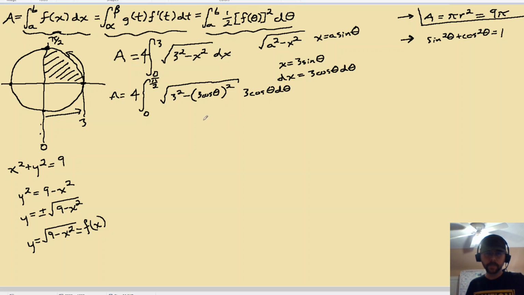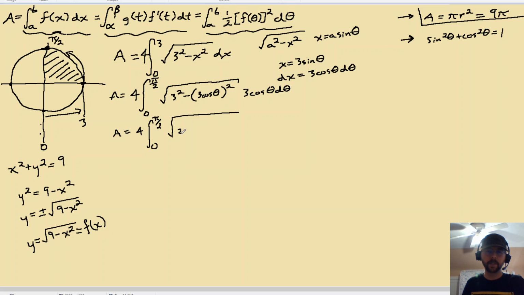Now, the next thing we're going to want to do, say area equals 4 times the integral from 0 to pi over 2 of the square root of, we're going to want to pull out that. I'm going to try to skip a few steps because this gets really long if you do every single step on a new line. So we're going to take 3 cosine theta squared, which will give us 3 squared times cosine squared theta. So that would give us 3 squared minus 3 squared cosine squared theta. We can factor out 3 squared, so I'll do that right now.